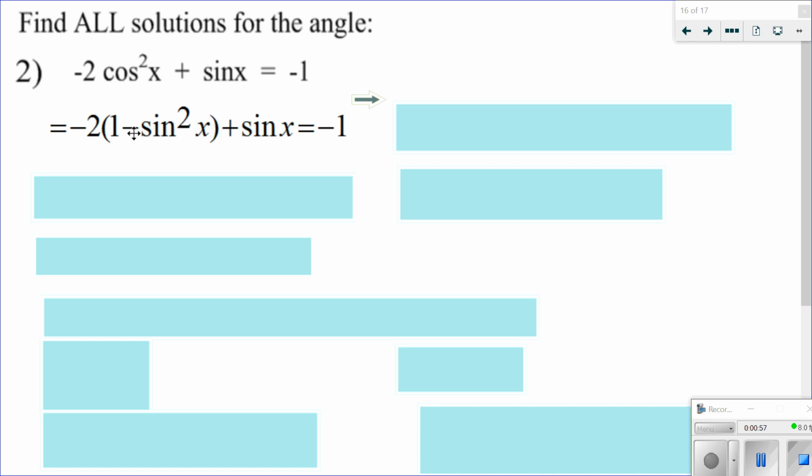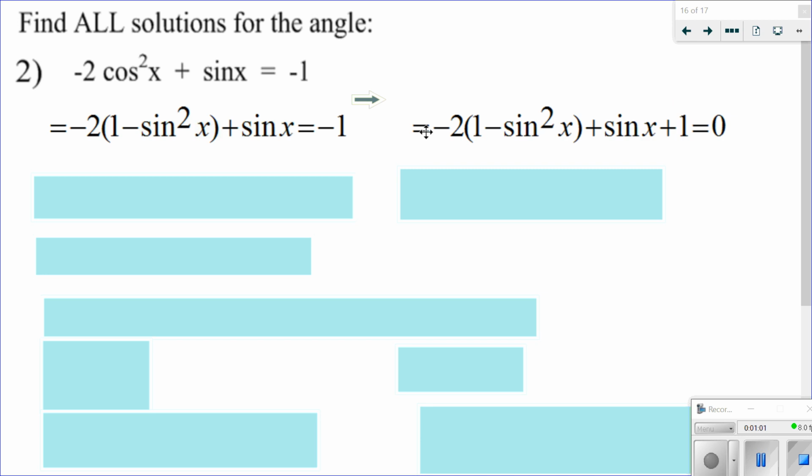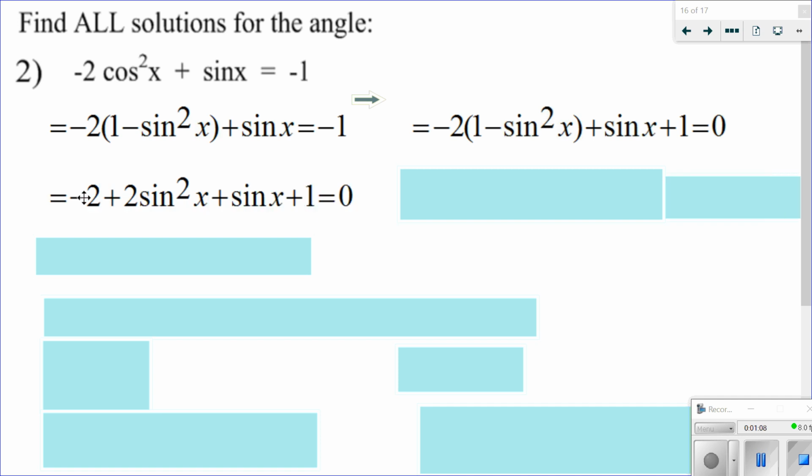Next step, we can set equal to 0 now. And then after that, I would distribute through my -2. Now, any of these steps can be switched with the other step. It really doesn't matter what order you put these in. It's more of a comfort zone for you. Which one do you want to do first? But no matter what, you should get to where we are right now with -2 plus 2 sine squared x plus sine x plus 1 equals 0.